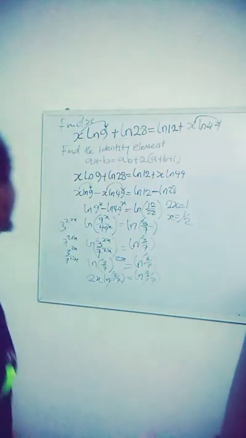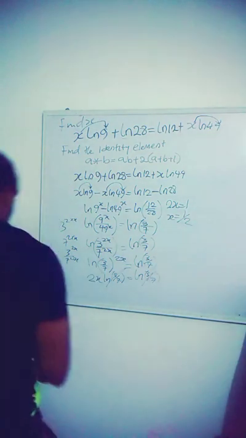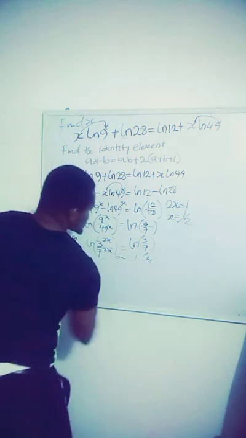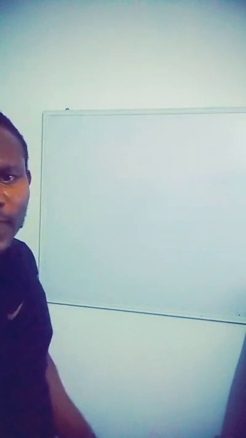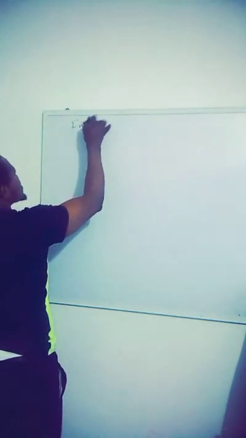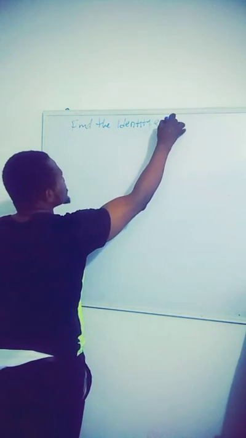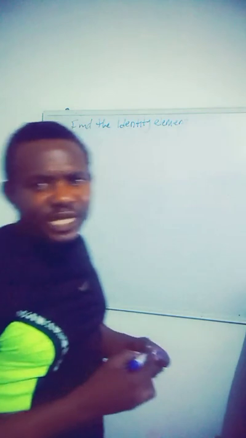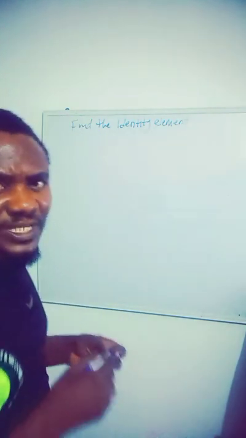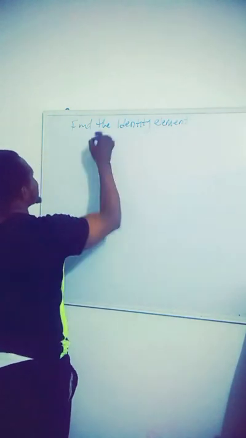Okay. So let's find the other one. The next one is, we have to find the identity element from an operation that is connected by star.